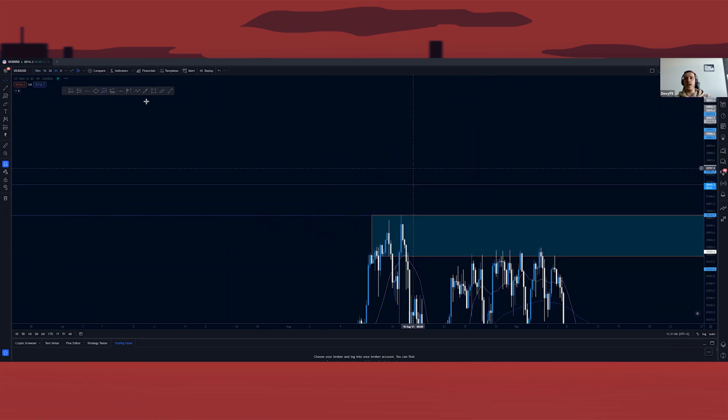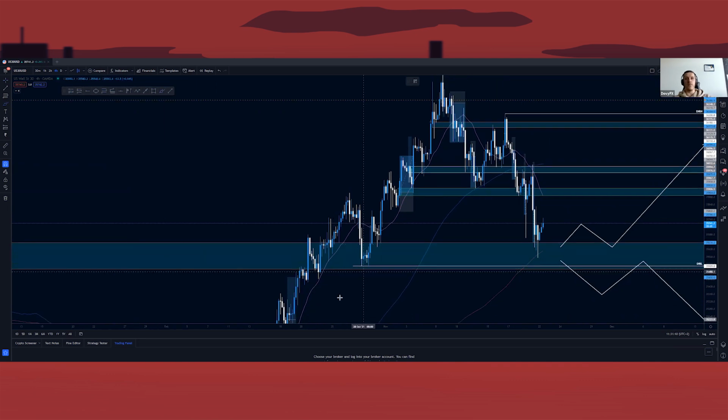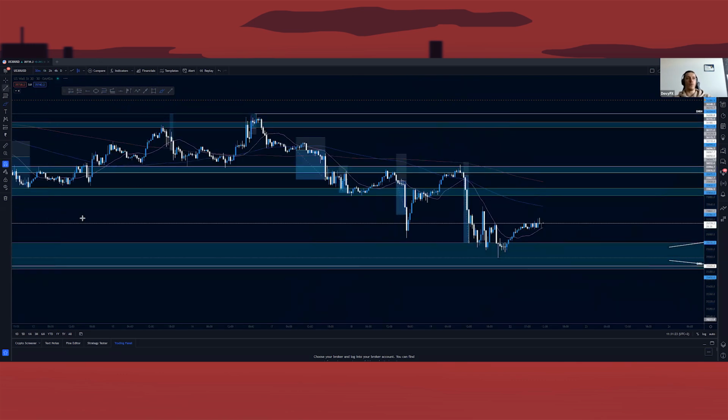If I go to a 4-hour time frame, we can clearly see that the trend is up, right? It's pretty nice and simple. We have a lot of momentum going to the upside. We have series of higher highs and higher lows forming. So the trend is obvious. And what does that mean? That I'm only looking for long positions.